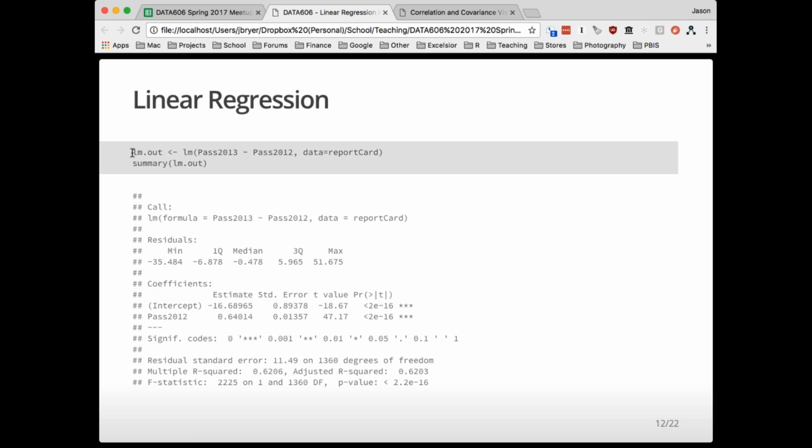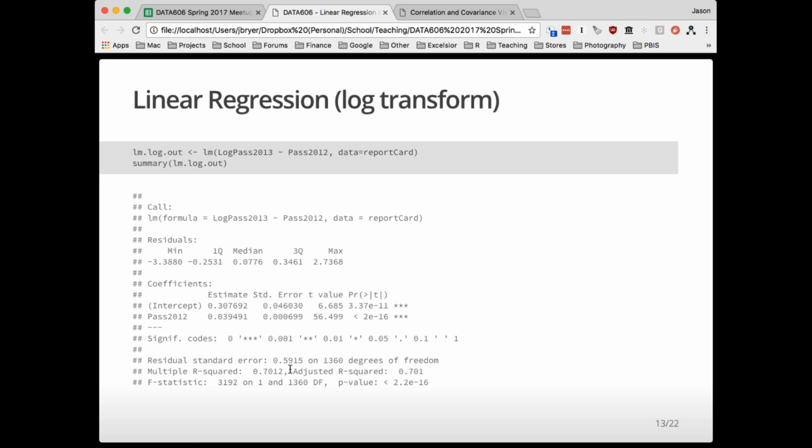So I'm not going to go through all the steps like I did 2 weeks ago. I'm going to go right to the LM function. And we see that we have this model, and here I'm not using the log transformations yet, so knowing 2012 passing rates explains 62% of the variance in the 2013 scores, which in the social sciences is a very, very large R squared. So that's pretty interesting. And if I look at using the log transformations, I actually can get up to 70% of variance explained. So quite large.